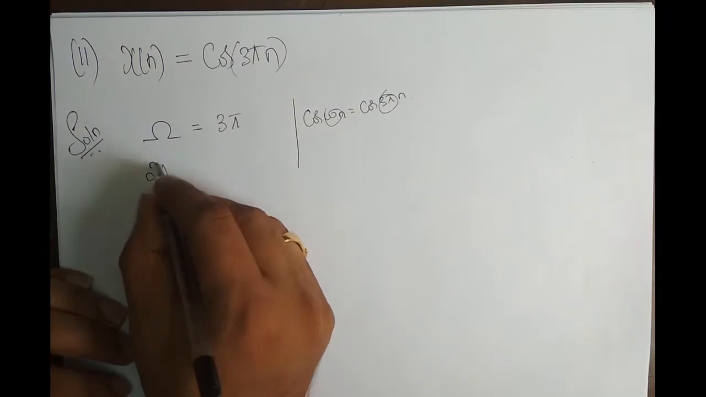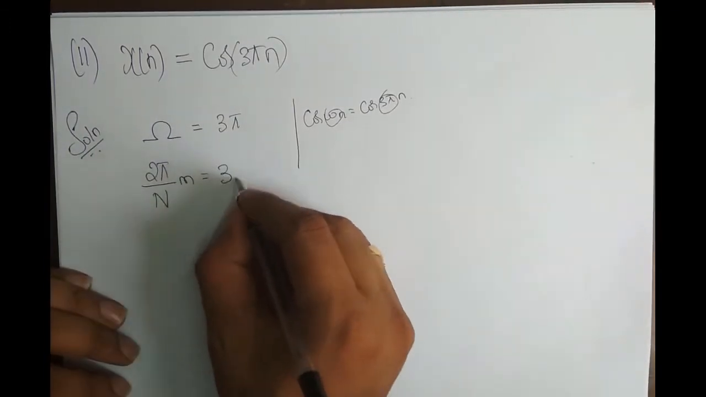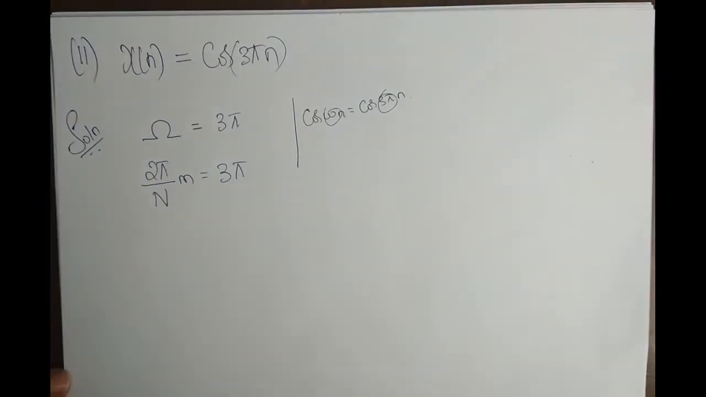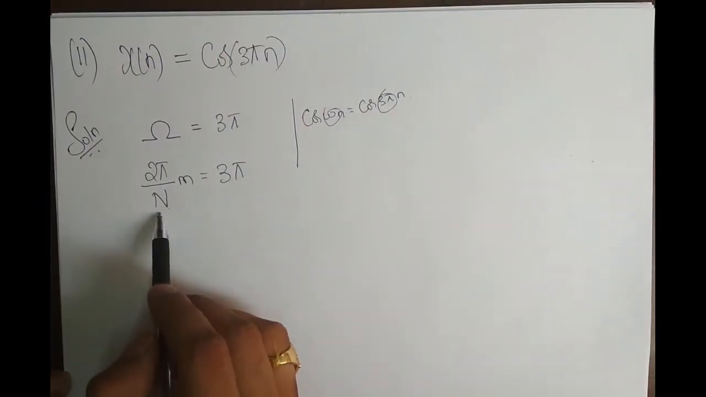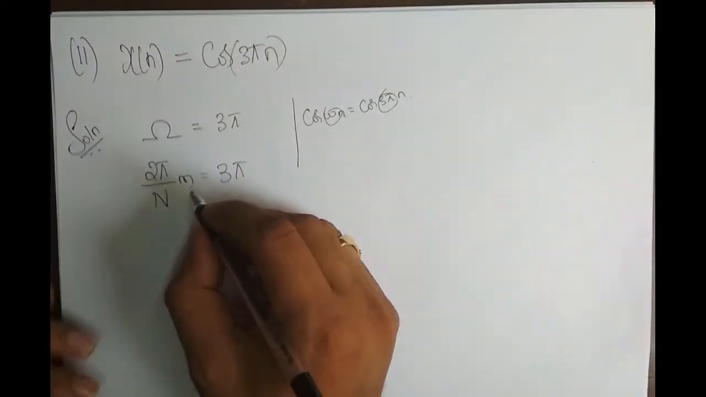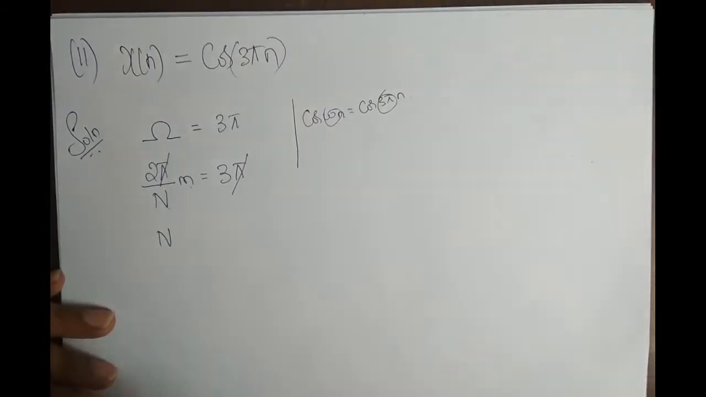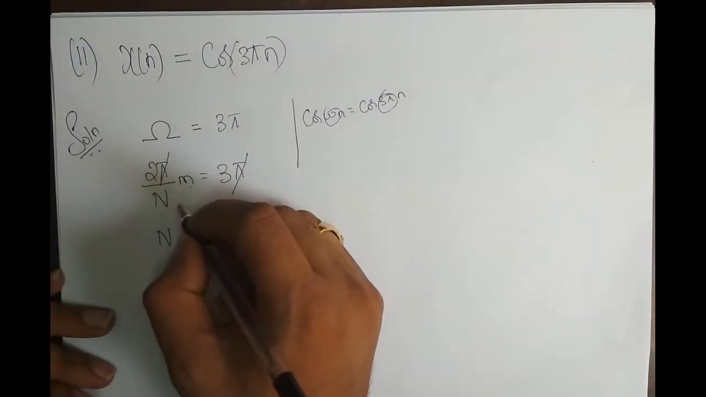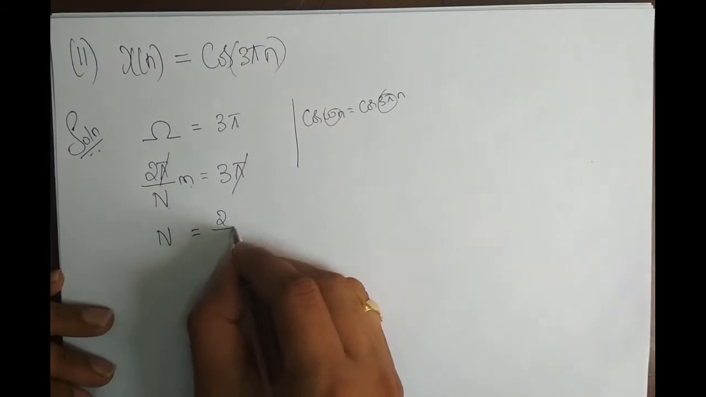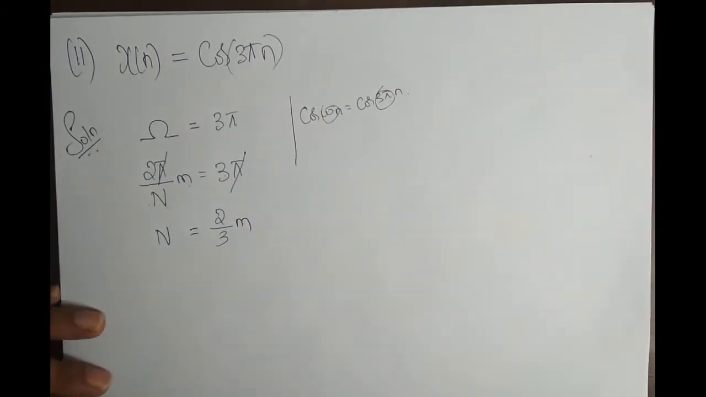Now omega is 2 pi by capital N into m, which is equal to 3 pi, where m is an integer. Now I have to solve for N. So this pi cancels out. If I take N to the left hand side, this becomes equal to 2 by 3, so 3 goes to the other side and m remains there.